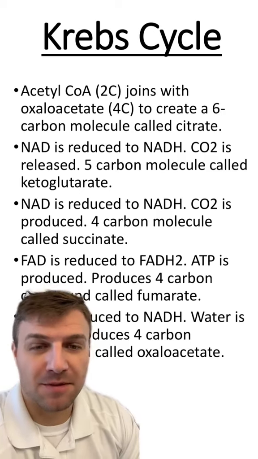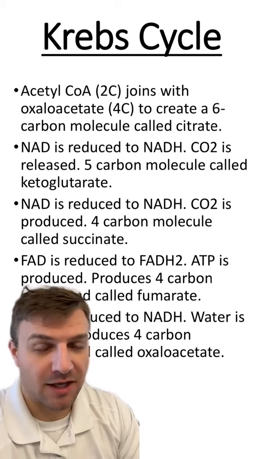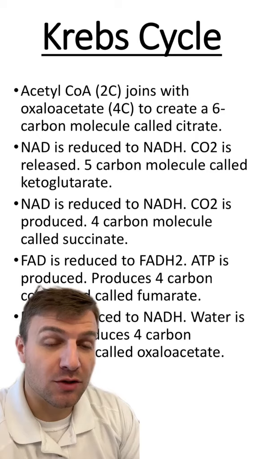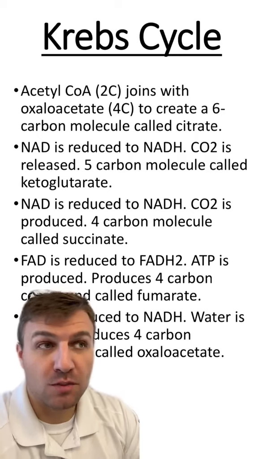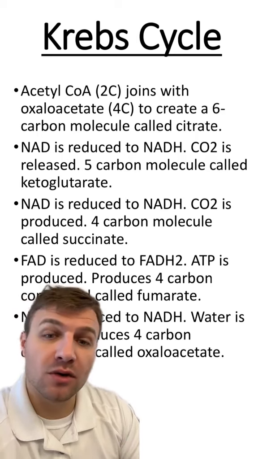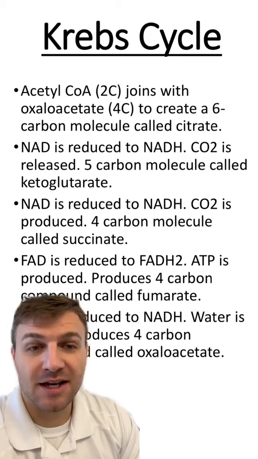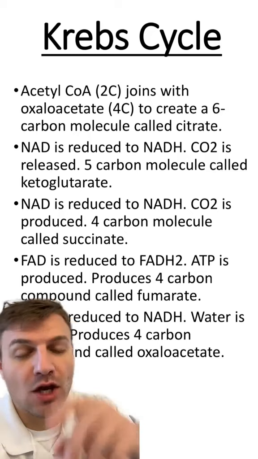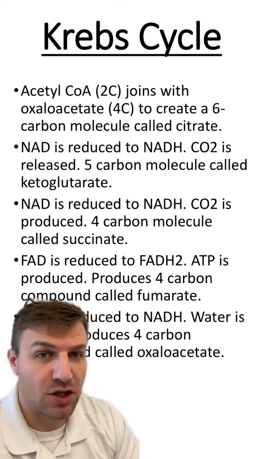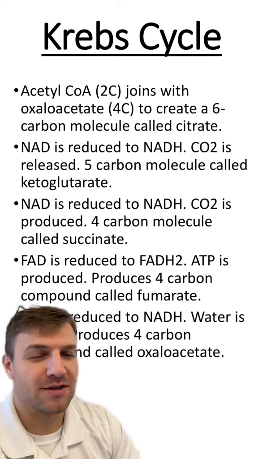In the next major step of the Krebs cycle, you're going to have the same things occur again. NAD is going to be reduced into NADH. A CO2 molecule is going to be produced, which means we lose a carbon, so ketoglutarate becomes succinate. And succinate is a 4-carbon molecule. Next, we have a different type of molecule called FAD, which is going to be reduced into FADH2. ATP is also produced in this next step.